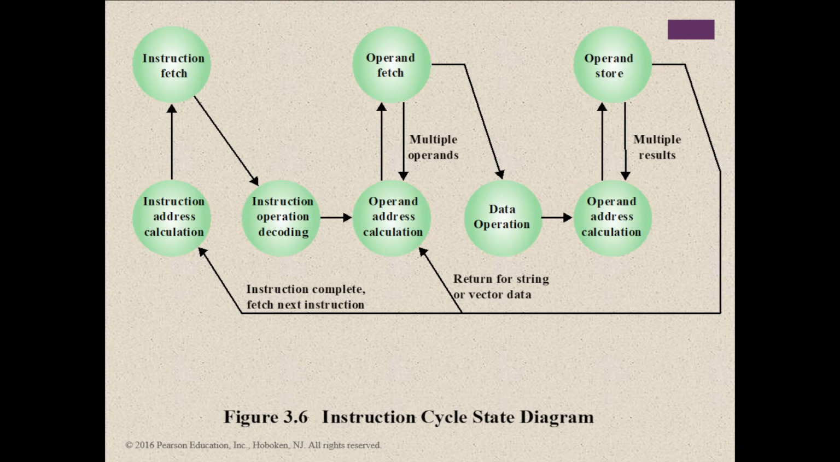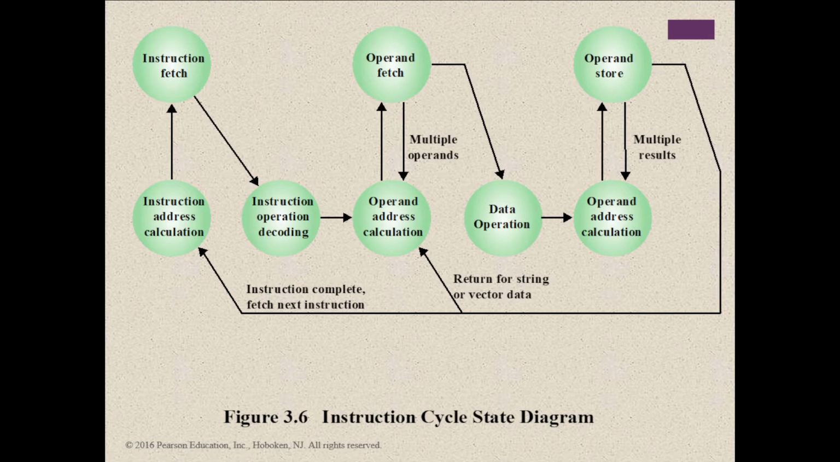So first, we have the instruction address calculation, or the IAC. It determines the address of the next instruction to be executed. Usually, this involves adding a fixed number to the address of the previous instruction. For example, if each instruction is 16 bits long and the memory is organized into 16-bit words, then add 1 to the previous address. If instead the memory is organized as individually addressable 8-bit bytes, then add 2 to the previous address.